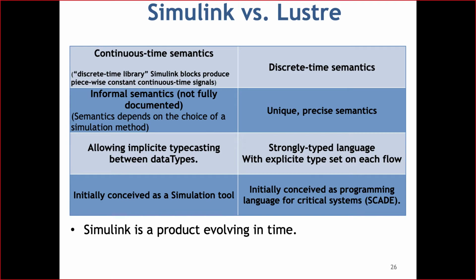It's well defined, and it's a strongly typed language, whereas in Simulink we have some implicit typecasting, but CoCoSim takes care of that. It translates the Simulink model to Lustre, and it takes care of all the typecasting between data types and signals. Lustre is considered a critical systems language for SCADE. It's the textual equivalent language of SCADE, while Simulink was initially considered a simulation tool, and was not enforcing a lot of things that are very important in critical systems.